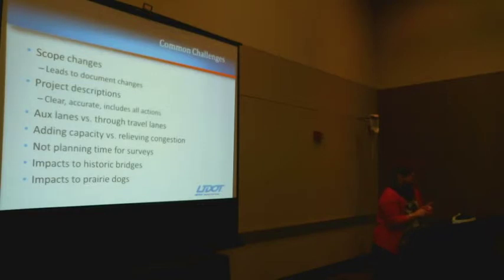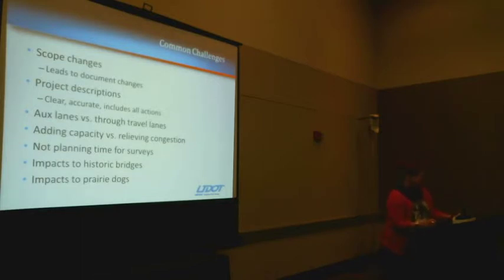So some common challenges. Scope changes, I already talked about that. If you have changes to the scope, that's most likely going to cause changes to your document. Accurate project descriptions, and we've talked about that a little bit. Just making sure that it's clear, that it's easy to understand, it's not too vague, you don't need to be overly specific, it includes the items that it needs to include, it should match the project description on your clearance memo.